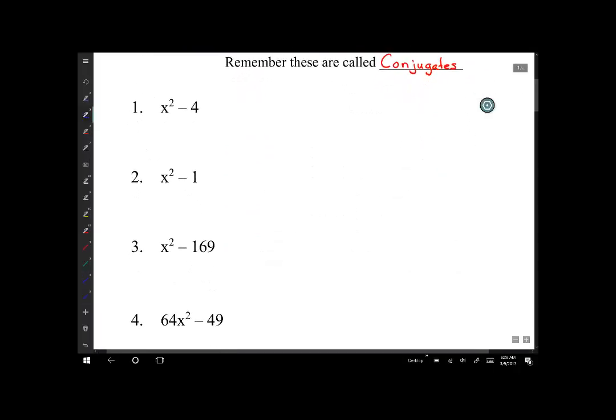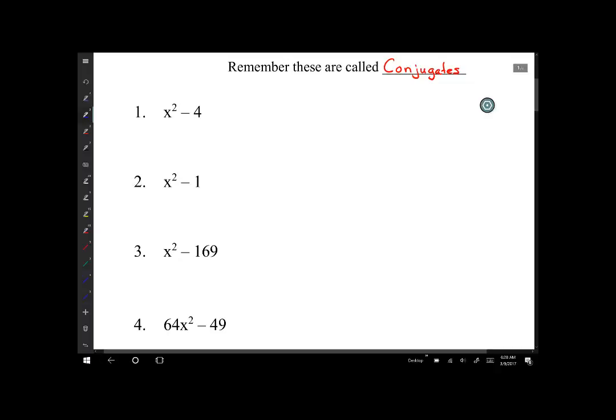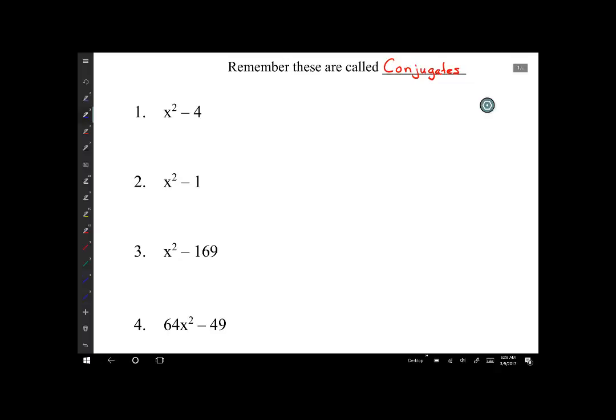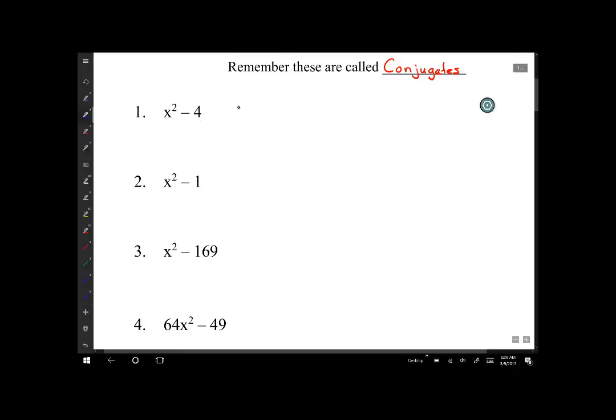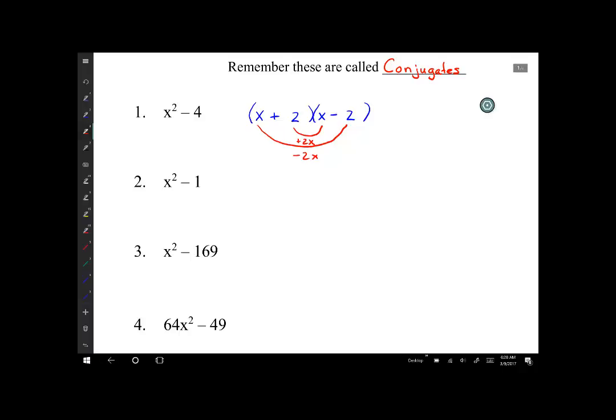Our first one is x squared minus 4. There are two terms. There is a minus sign between the two terms, and both terms are a square. And so this is going to factor into conjugates, x and x, plus and minus, and 2 times 2 is 4, so 2 times 2. Now just to show you how this works, the reason this works is because the outside and the inside give you negative 2x and positive 2x, which cancel out. But what's in blue is our answer.